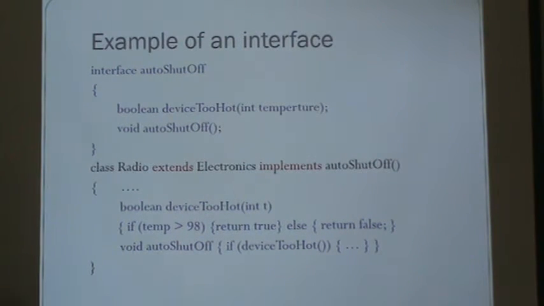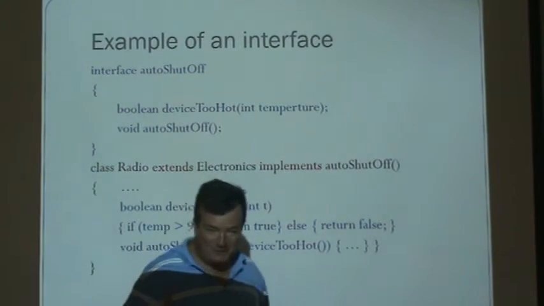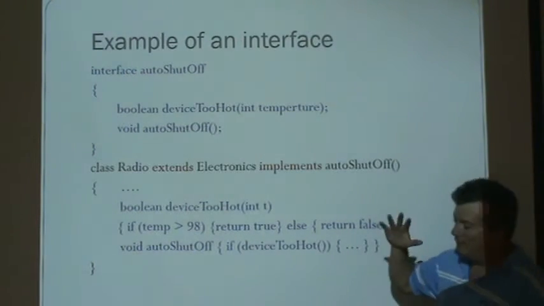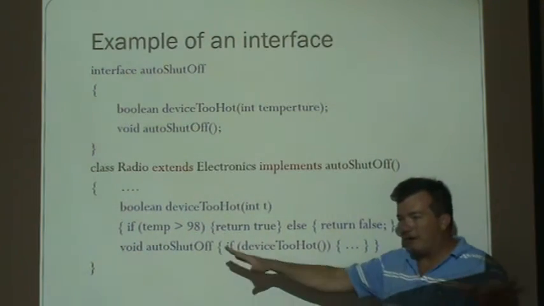So suppose, for example, we're making electronic products, and we decided that some of our electronic products need to have a feature in it that if the product gets too hot, it should automatically shut off. So do your cell phones do that? Yes. You've had it shut off if it's too hot? Yeah.